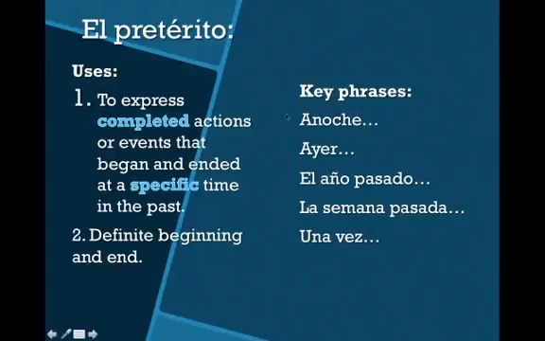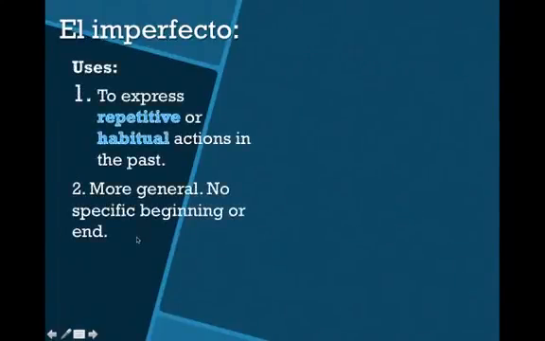So notice that all of these phrases, what they have in common is they give a very specific point in time. They're not general, they're specific. Last night, yesterday, last year, last week, one time. These are things that you could put on a calendar, on a specific day or a specific year, and that's why we associate el pretérito with precision. It's specific. On the other hand, you have el imperfecto, which is just what it sounds like. It's imperfect. It's not as precise. It's more general. So copy down these uses.